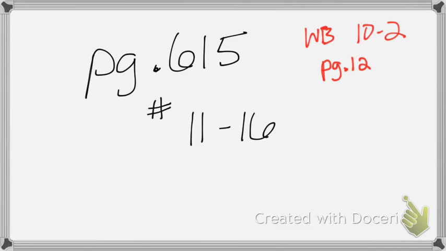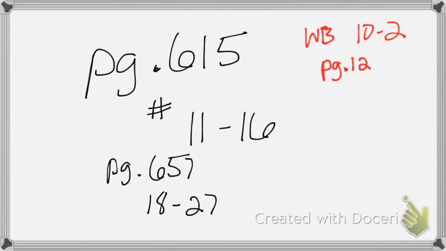Now after you do page 615, that's what I want you doing first. Then I want you to finish working on that workbook page. It's actually workbook 10-2, and it says page 12 at the bottom. So do that second. Then lastly, if you get done with all those things, I want you to turn to page 657 in your book, and you're going to be doing numbers 18 through 27. Okay? So I want you to go ahead and work through those.